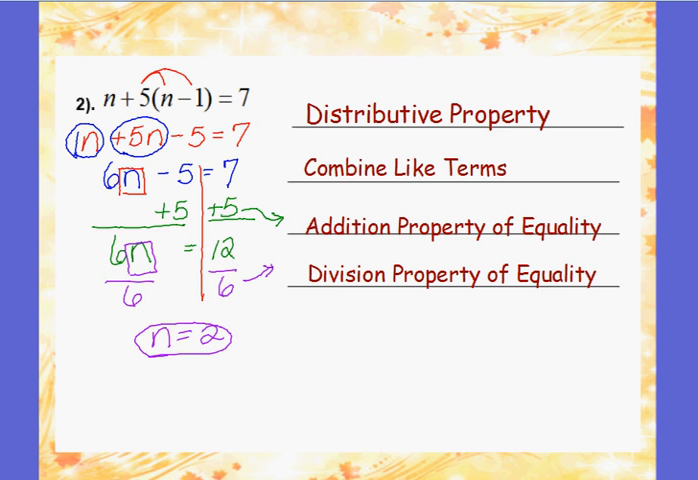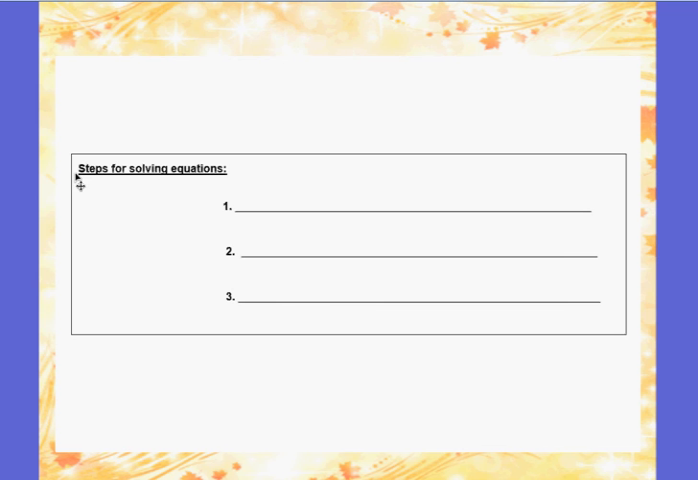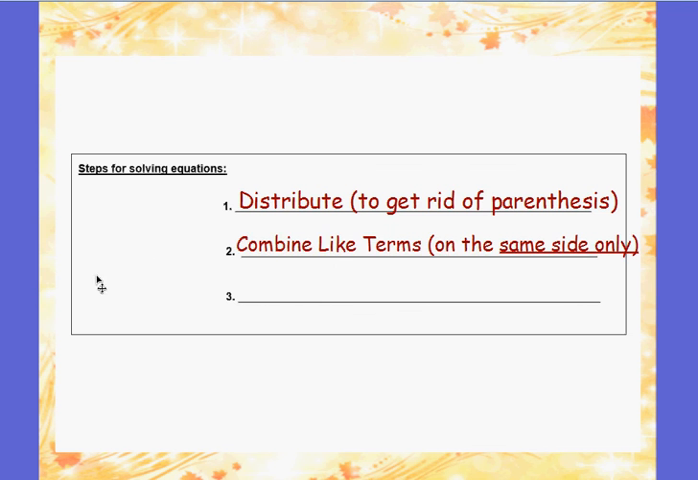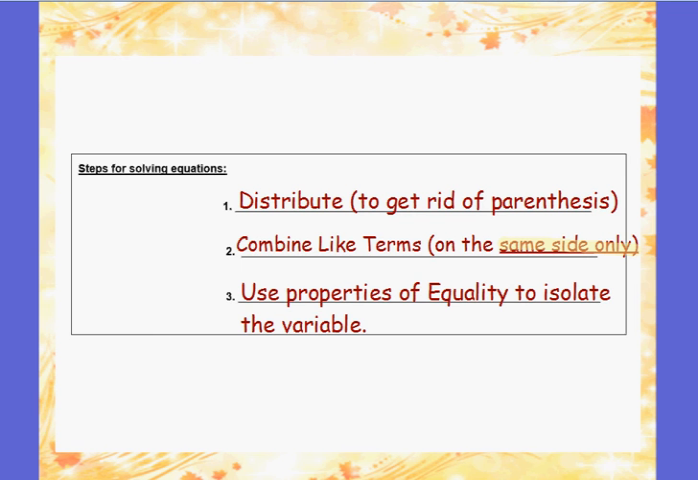Okay, let's summarize our steps for solving equations. Be sure to copy down these notes carefully, as you will need them for your next lesson in class. First, we should always try to distribute if possible. Our goal is to get rid of those parentheses. And then we always check to see if we can combine like terms. But remember, we can only combine like terms if they are on the same side of the equal sign. And third, we use our properties of equality to isolate the variable.